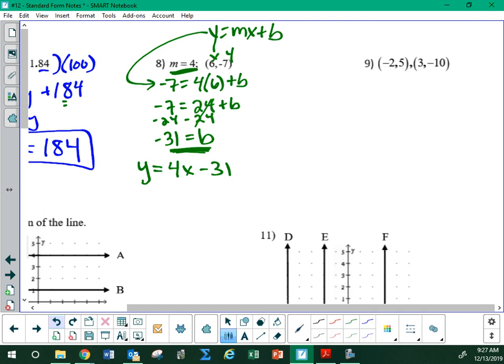Alright, I need my x to go to the left. So after making that y equals mx plus b equation, we still have to do this. You have to first get y equals mx plus b, then do standard form. Alright, so I have negative 4x, y is positive, and I get negative 31. And we're almost done. What do I have to do still? Times negative 1.